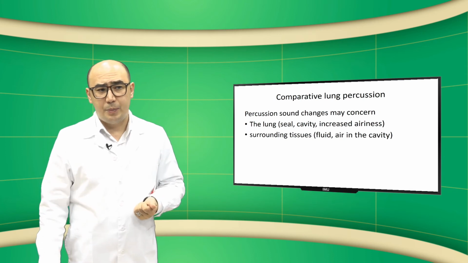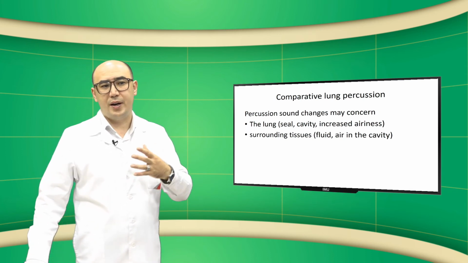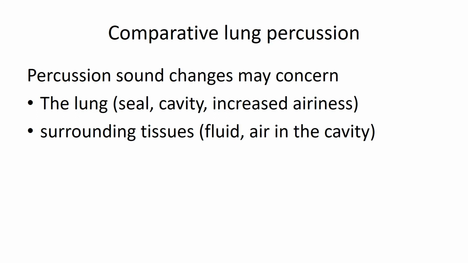In comparative lung percussion, the percussion sound changes may be due to a concern in the lung, such as a cavity, increased airiness like emphysema, or surrounding tissue changes like fluid or air in the cavity.